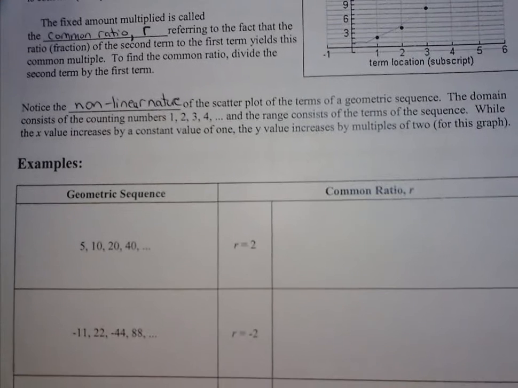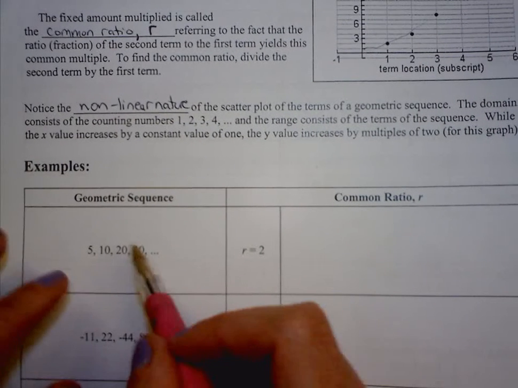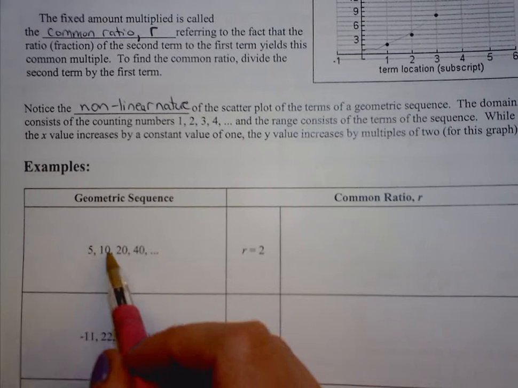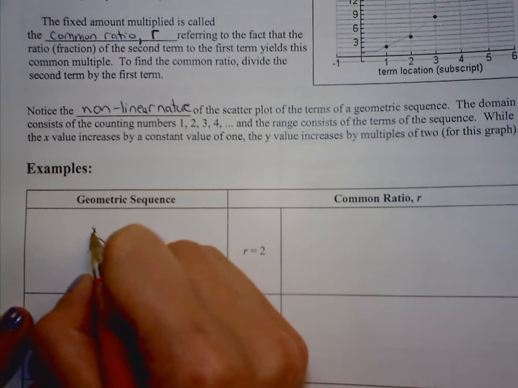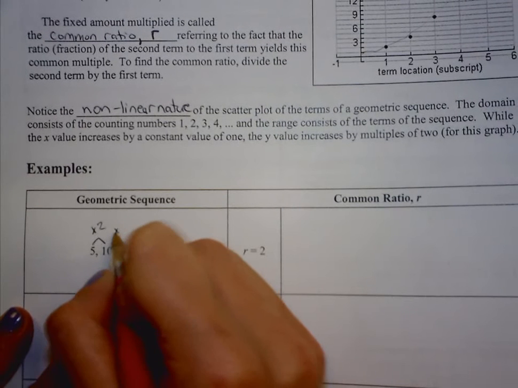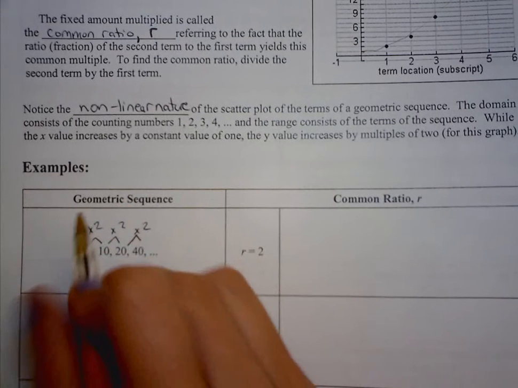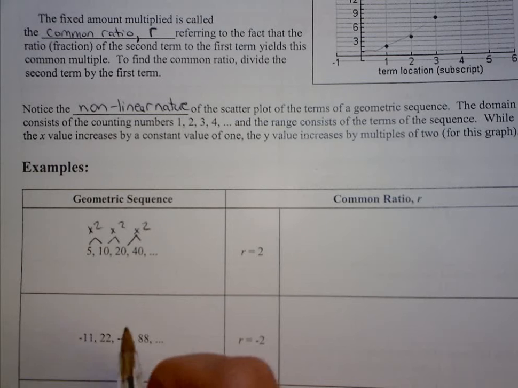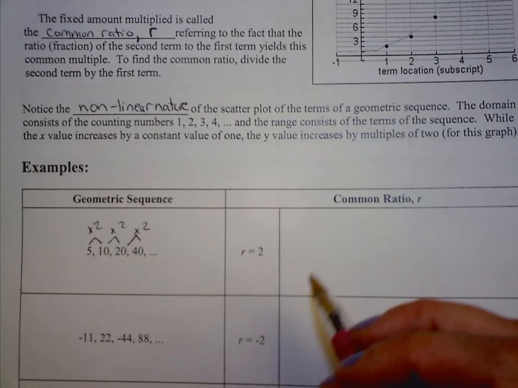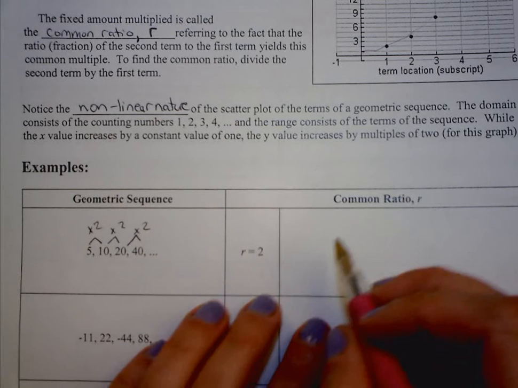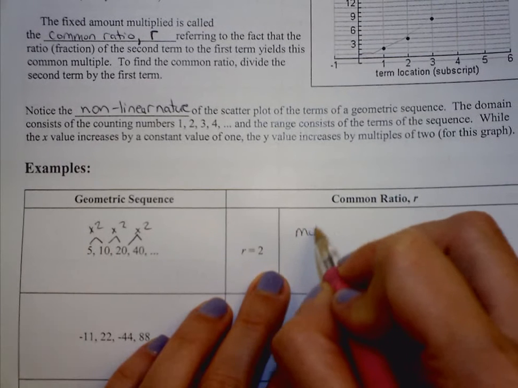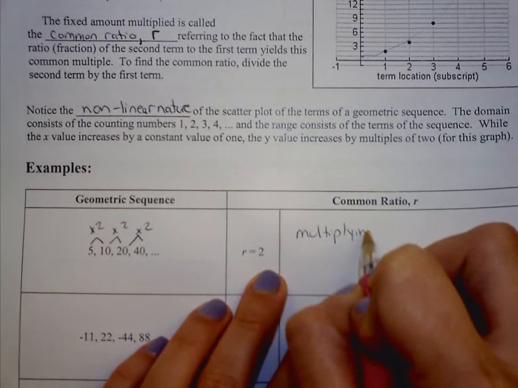Okay, let's look at a few examples. So in this geometric sequence, if I'm trying to find the common ratio, I notice the pattern, I'm multiplying by 2. So since we're multiplying by 2, I know it's geometric instead of arithmetic, or exponential instead of linear. So it's just calling it something different when we're talking about sequences, okay? So that means I'm multiplying by 2.